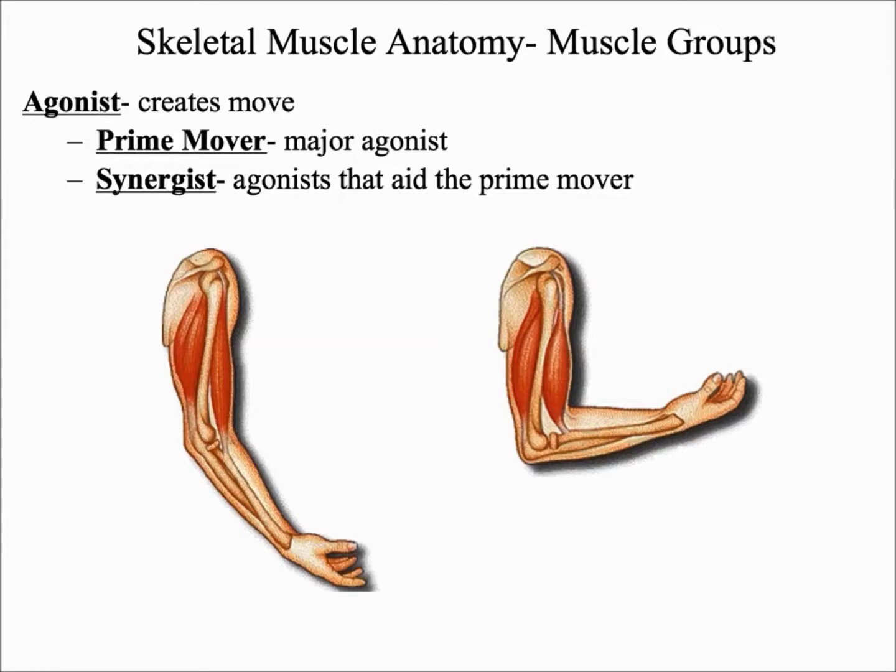So in this illustration of flexion of the forearm, the bicep is the prime mover. It's an agonist muscle. An example of a synergist, it's not pictured here, would be the brachioradialis.